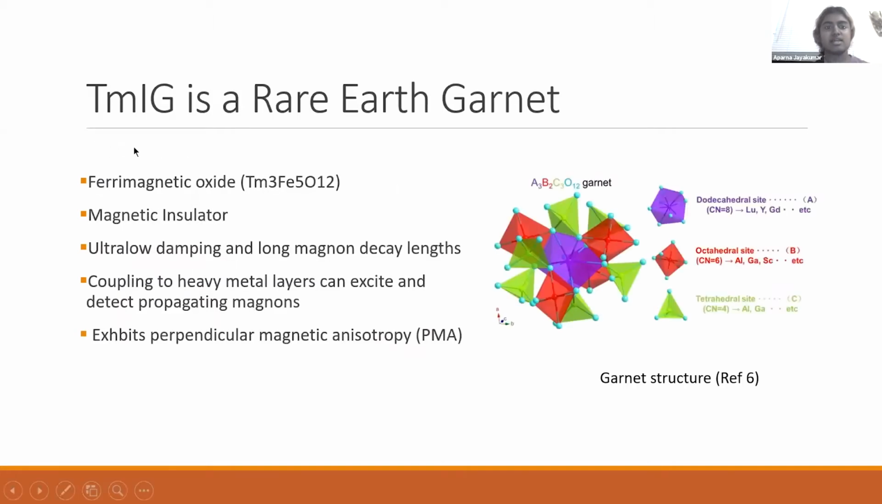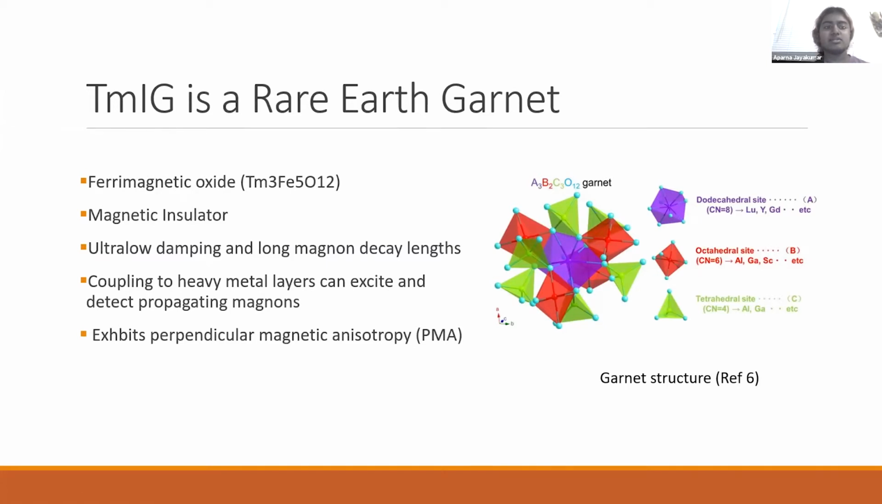So TmIG is a rare earth garnet. You can see an image of the garnet structure on the slide. In this case, the B and C sites are both taken by iron. It's also a magnetic insulator, which means it has a high resistivity to electrical current, but is still magnetic and is often paired in bilayers with a conducting metal. In the case of TmIG, this is typically platinum.